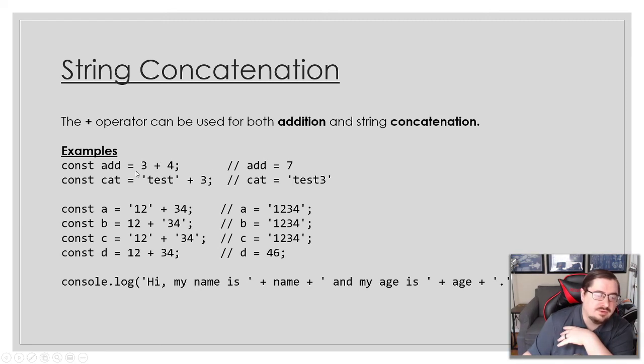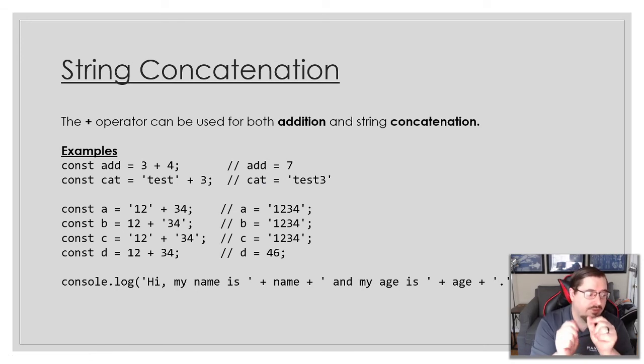If I want addition, I'll get addition if I add two numbers together. So if I say 3 plus 4, then I'll get 7. Okay, that makes sense. But if at least one of these values is a string, then I'll get concatenation. So here I'm saying test plus 3, and I'm going to get test3. So this is addition, and this case is concatenation, and you can see those are two different operators there.